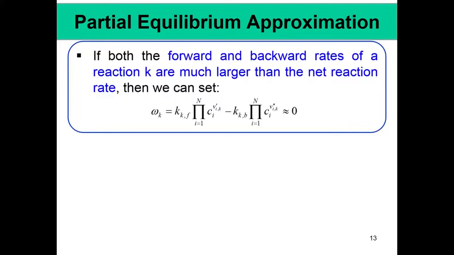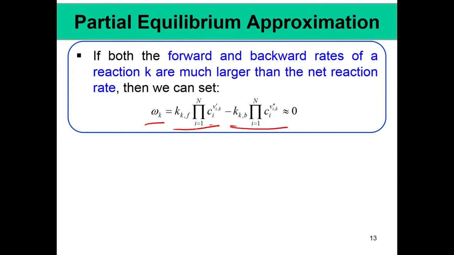So, omega K is given by k_Kf times the product over i equal to 1 to n of Ci raised to the power of nu_iK prime, minus k_Kb times the corresponding product, which is the backward reaction rate. So, this is a forward rate of reaction, and this is a backward rate of reaction. Okay. When you have equilibrium, of course, the difference will be 0. Here we assume that this term is much greater than omega K, and this term is also much greater than omega K, and as a result, in comparison to these, the net is almost equal to 0. So, it means that this reaction is in partial equilibrium, all right.